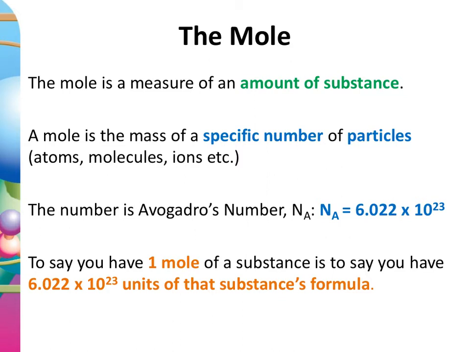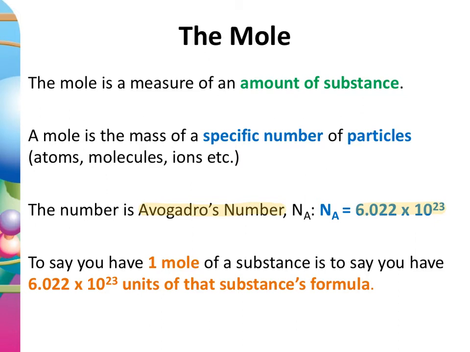Now this specific number is known as Avogadro's number, and that has a value of 6.022 times 10 to the 23. So it is an enormous number. It's just phenomenally large. If you were to count every second up to 6.022 times 10 to the 23, then you would need approximately 1 million histories of the universe. So that's how large that number is.